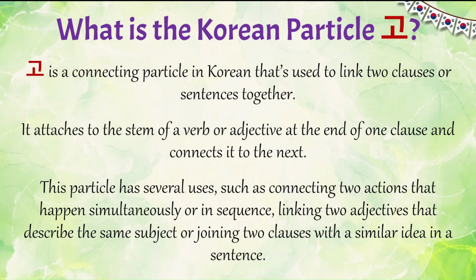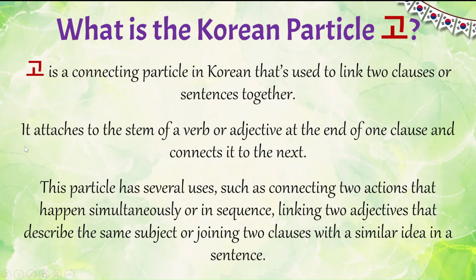So, first of all, what is the Korean particle ko? Ko is a connecting particle in Korean that is used to link two clauses or two sentences together. Okay, very basic function. As its name suggests, it is a connecting particle. So, it connects two clauses or two sentences. All right, what it does, how it works, let's see.